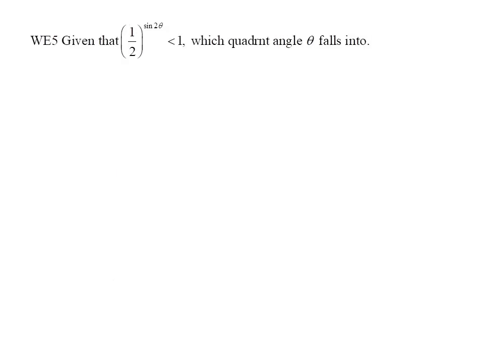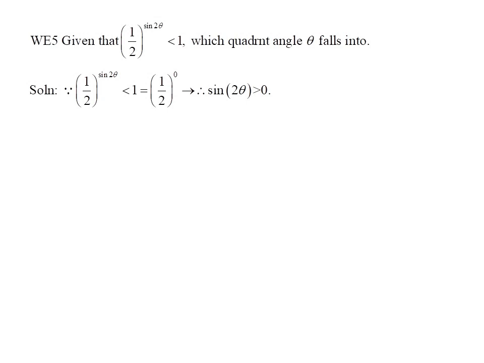Example 5 is to find which quadrants the angle theta will fall into that satisfying the trigonometry inequality of half to the power of sine 2 theta is less than 1. Since the right hand side of the inequality 1 can be written to half raised to the power of 0, sine 2 theta then is greater than 0.